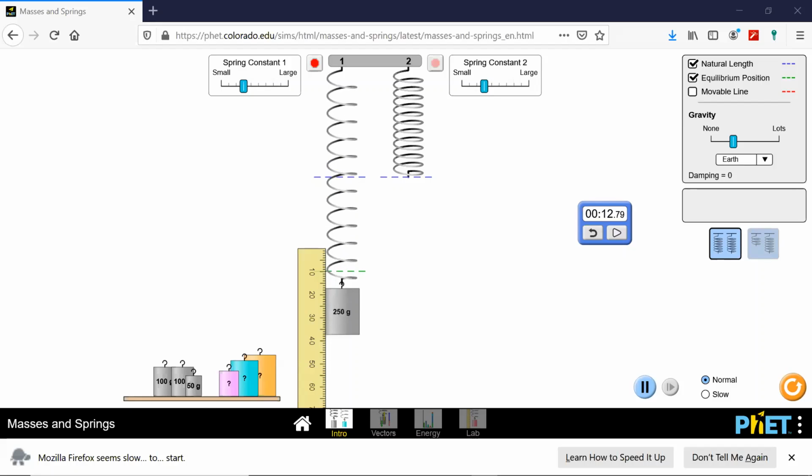Now we have to determine the mass of the largest unknown mass. Let me remove the 250 gram mass. I have to stop the motion first. Remove. And you notice that the oscillations kept happening uninterrupted, and they did not die down, right? Because we don't have any damping.